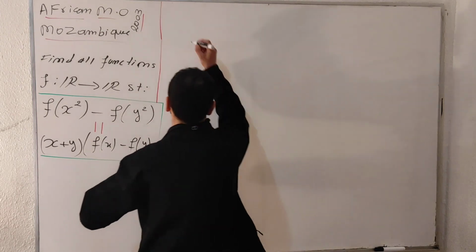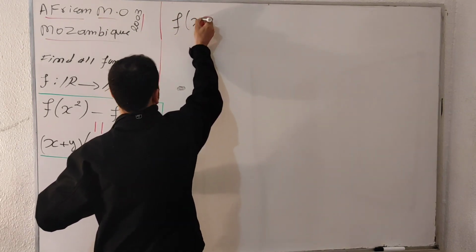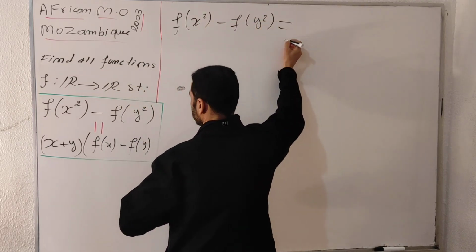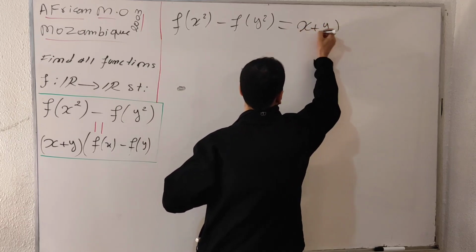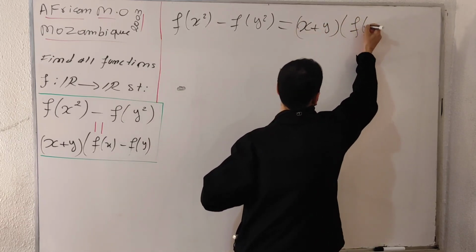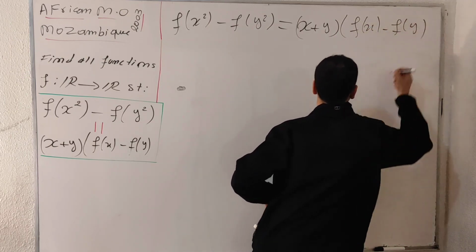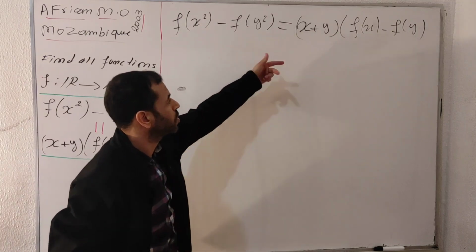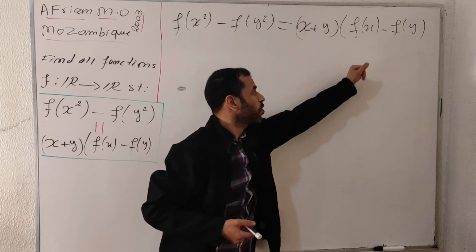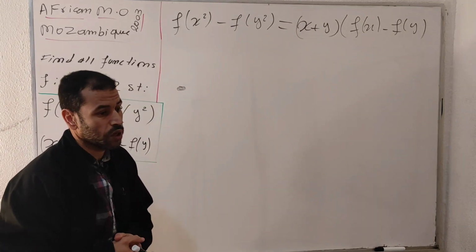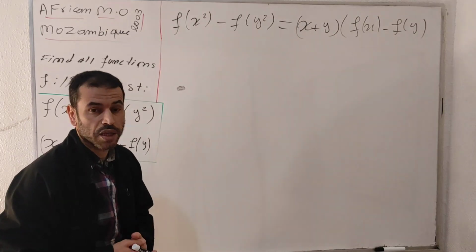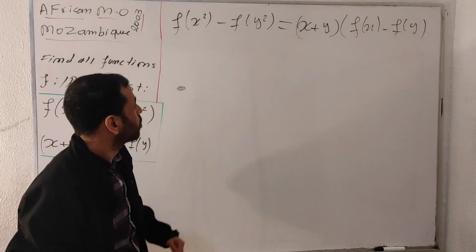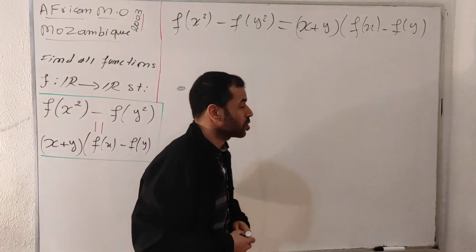So we have this expression: f of x squared minus f of y squared equals x plus y factor f of x minus f of y. The idea to solve this one: if you take a look at the x squared and y squared, and this x plus y and this f of x minus f of y, as we know, x squared minus y squared as the difference of two squares gives us x minus y factor x plus y. So there is a straight relationship between these terms. Now I'm going to divide both sides by x squared minus y squared.